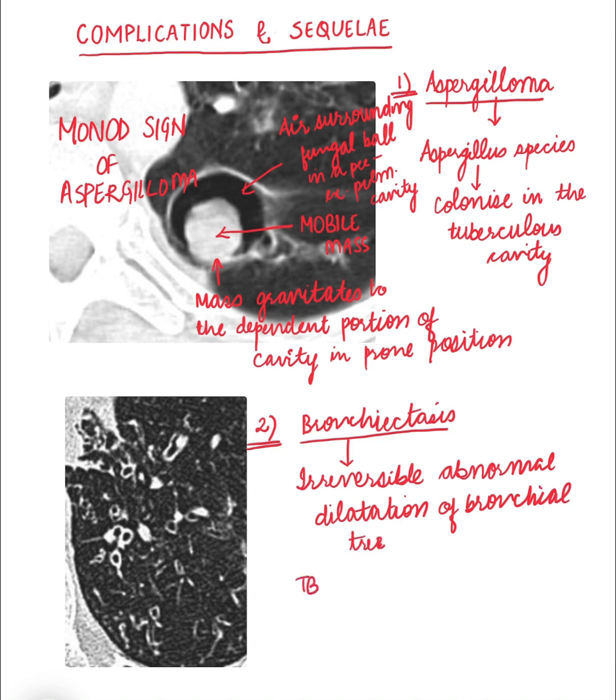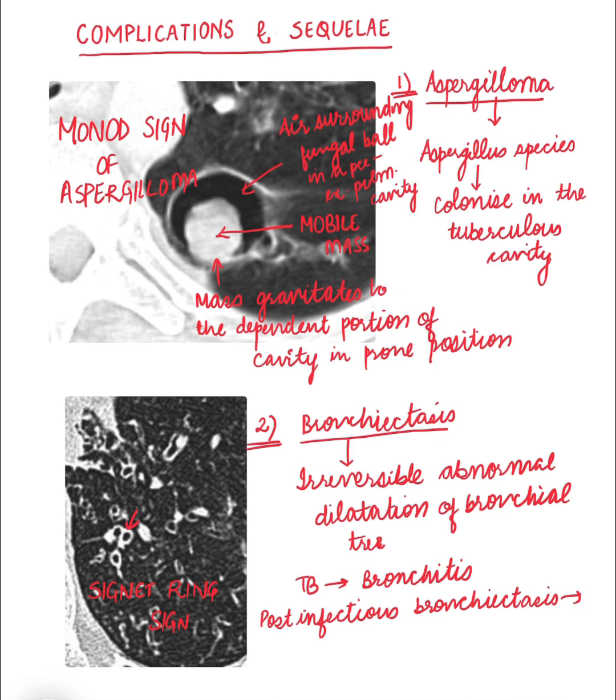In TB, the infection basically leads to bronchitis, and as a sequela of the bronchitis, bronchiectasis develops. Very important is post-infectious bronchiectasis. In post-infectious bronchiectasis, you can see a very important sign that is known as the signet ring sign.